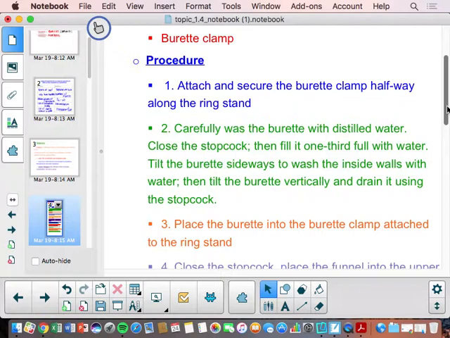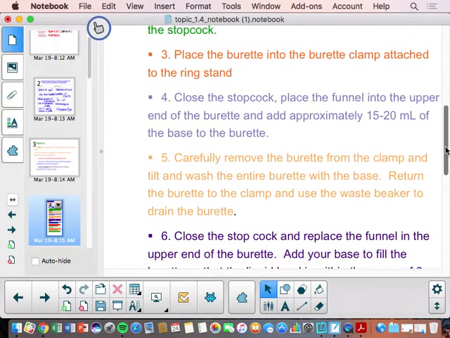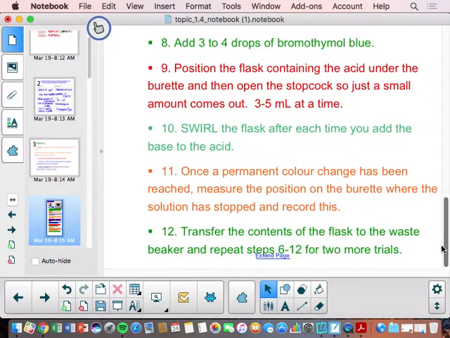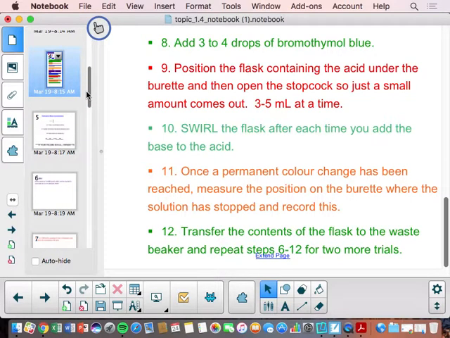So attach this, blah, blah, blah, carefully wash the burette with distilled water, I think is the word. Close, this is called a stopcock, so that's what that thing is, stop and start. Then fill it 1/3 with water, tilt the burette around, it's just telling you how to clean it. Attach it to the clamp, all this stuff. We're going to go over this tomorrow. It's not too important that I go through all of these steps right now, because when we actually do it, we'll go through those steps.